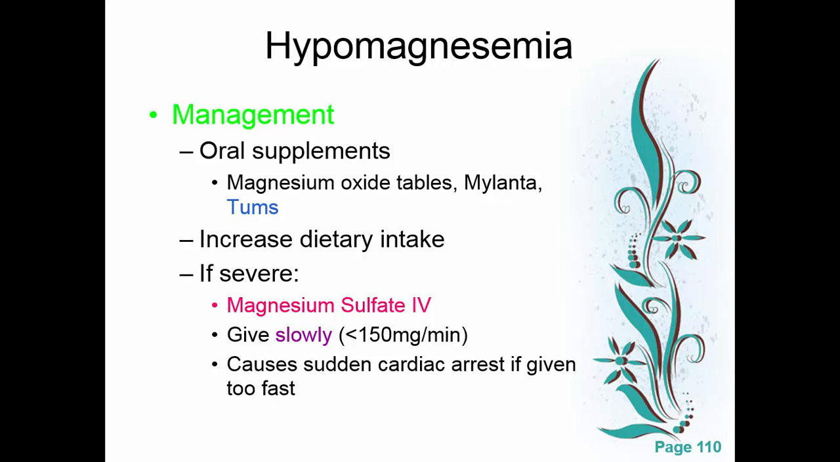Hypomagnesemia management is going to be through oral substances: magnesium oxide tablets, Mylanta, Tums. Increasing their dietary intake of magnesium. If it's severe, they can give magnesium sulfate IV. You want to make sure you give it very slowly, less than 150 milligrams per minute. If given too fast, it can cause sudden cardiac arrest. Potassium and calcium levels may need to be corrected as well.